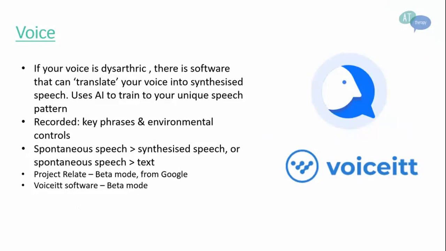So there's two ways that this software will work. It will do it either as pre-recorded speech. So you might have key phrases that you say, so people's names, places, or things like "one bus ticket to town, please," or "Alexa, turn the TV on," if you're thinking about environmental controls. Or it can also do spontaneous non-standard speech as well. That means non-standard speech to synthesized speech, or non-standard speech to text as well.